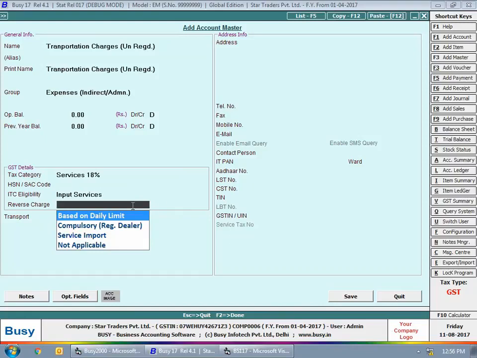One thing you can understand here is that unregistered expenses will always fall under the based on daily limit head. That is, if the total consolidated expenses for a day exceed 5,000 rupees, then only you need to pay RCM to the government. For registered transporters and lawyers, you will take the compulsory registered dealer option. If you are taking services from a company outside Indian territory, then you will select the service import option. But for most of the expenses, we'll take the option as based on daily limit.